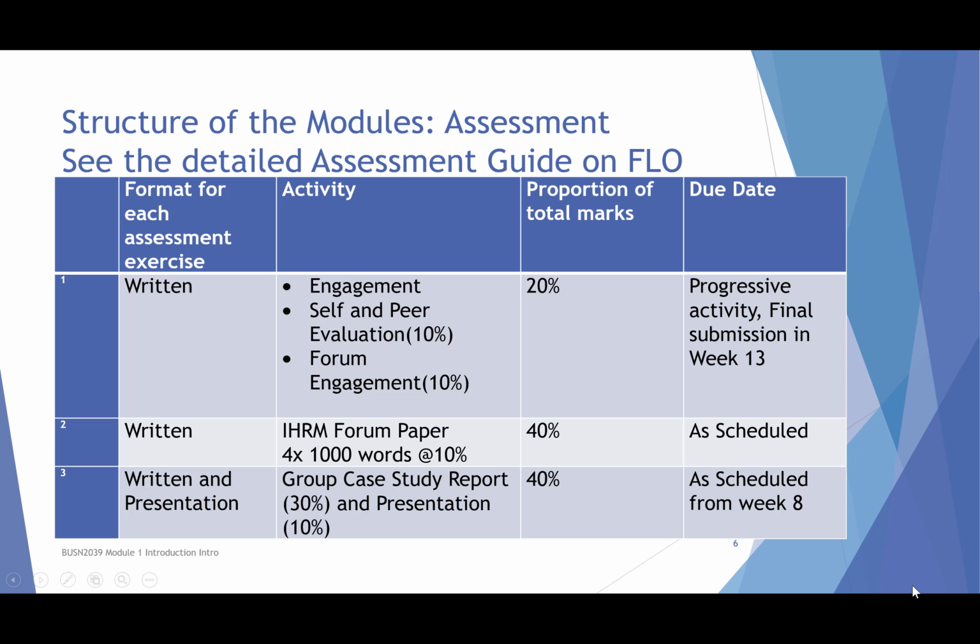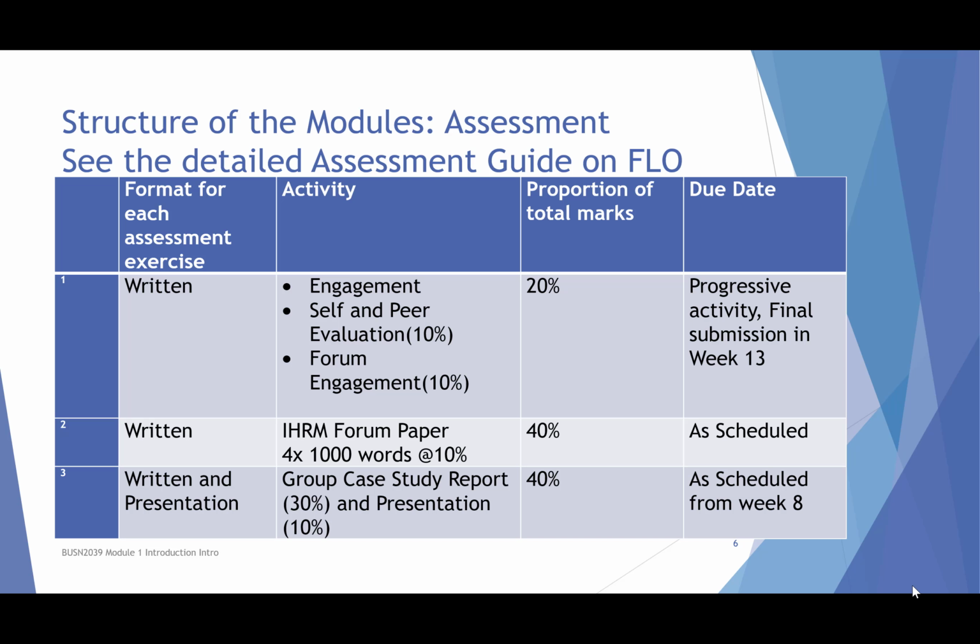There are 3 assessment items. Assessment item 1 is about engagement. So there's a self and peer evaluation, and there's forum engagement. Forum engagement is in part measured by discussions and tutorials, but in part because you will submit your forum posts at the end of the semester. It's important in the forum activities to complete them regularly.